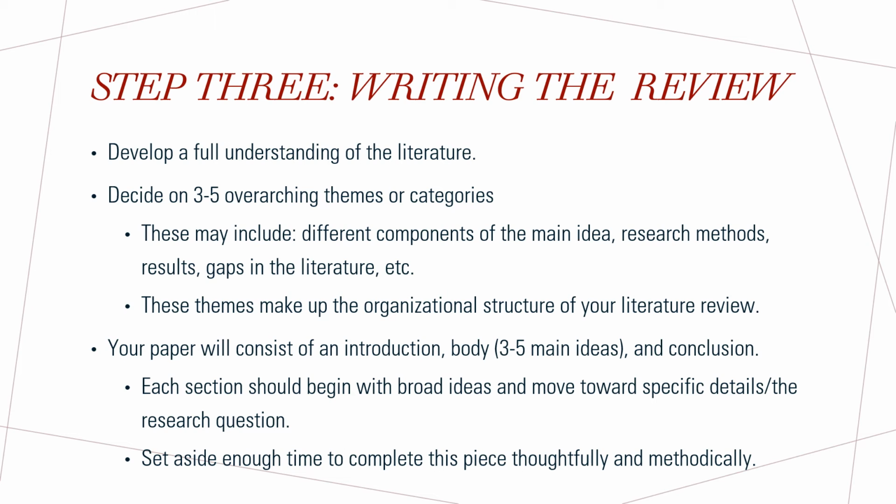By the time you reach step 3, you should have a thorough understanding of the research literature you have selected, and it is now time to begin writing your literature review. From your outline, you must identify 3 to 5 overarching themes or categories to include in your paper. These are like the spine of your literature review. These themes create a coherent structure, providing an ideological flow to your paper.